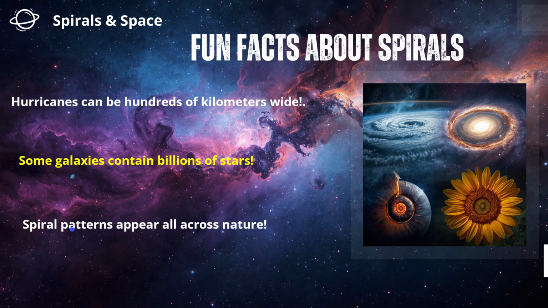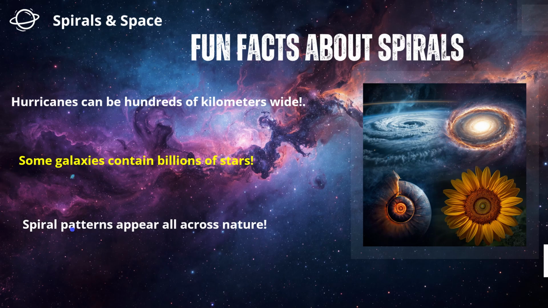To conclude, let us see some fun facts about spirals. Hurricanes can be hundreds of kilometers wide. These massive spiral forms span distances greater than entire countries, with wind speeds reaching over 250 kilometers per hour at their most powerful. Some galaxies contain millions and billions of stars. The Milky Way alone has over 200 billion stars, all spinning together in a magnificent cosmic spiral dance.